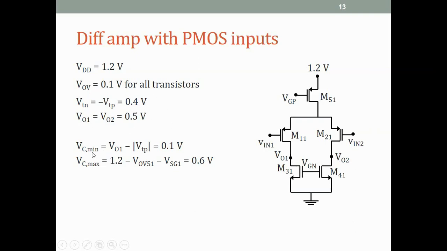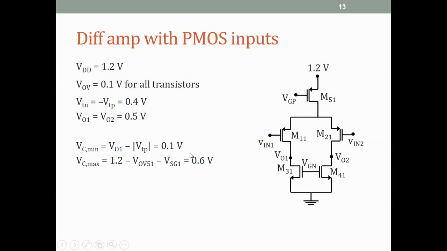So with these, Vc min, the minimum it can go to, is determined by the saturation of M11 and M21, which is VO1 minus mod of VTP, which is 0.5 minus 0.4, so 0.1 volt. The highest voltage this can go to is VDD minus VOV, which is 0.1, minus VGS, which is 0.5. So 1.2 minus 0.1 minus 0.5 is 0.6 volts. So the ICMR of a PMOS differential pair input is 0.1 volt to 0.6 volts.